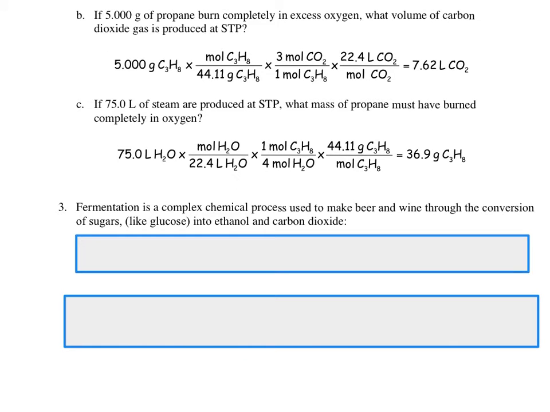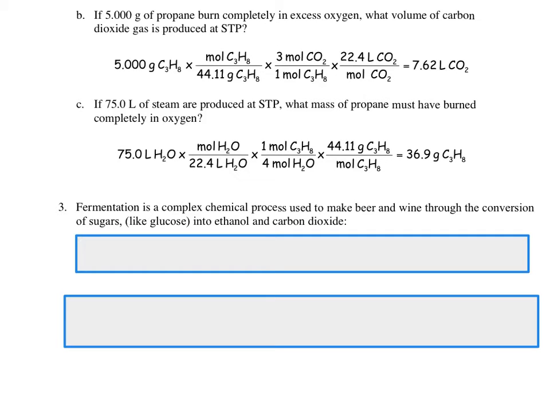Part C asks us about the water vapor. If 75 liters of steam or water vapor are produced at STP, what mass of propane must have burned completely in the oxygen? So we're starting with the volume of gas this time, 75 liters, and using a liters to grams conversion on our roadmap.